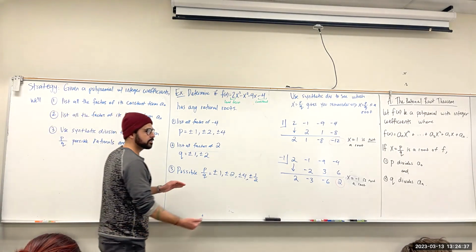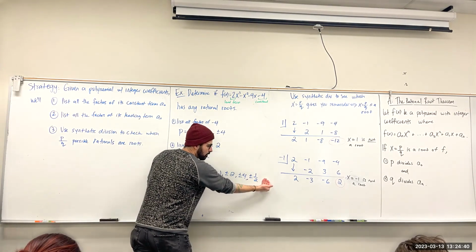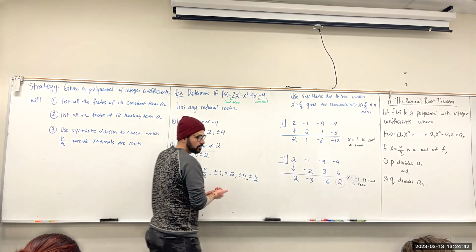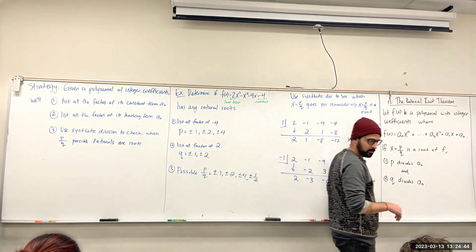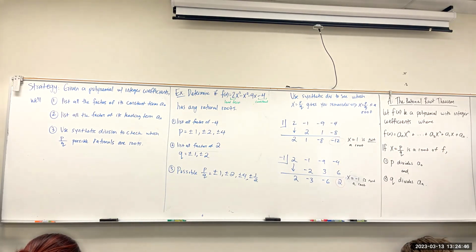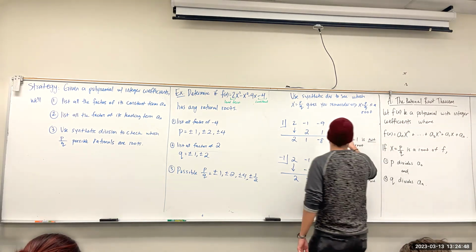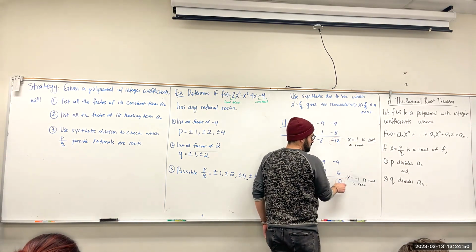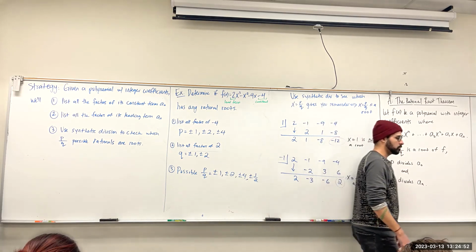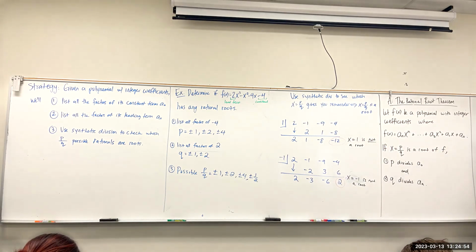So remember, my hint is start from the back of the list. Work your way this way. That's my hint. You want eventually to have a remainder 0, which will guarantee that it is actually a root of the original polynomial.